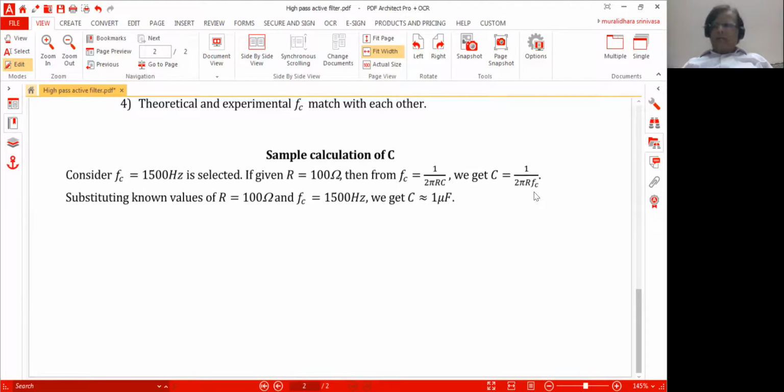I have a video of the experiment which I will upload. I will put this as high pass filter 1, and I'll put the video as high pass filter 2. First go through this, then watch the video. You should be able to recall how you have to do this experiment. Even if you have not attended the class, you should be able to perform the experiment.